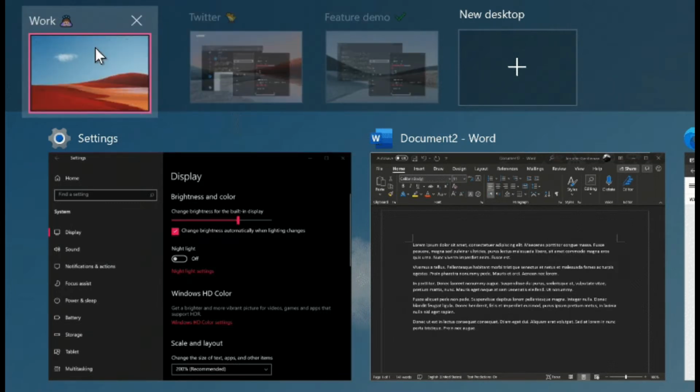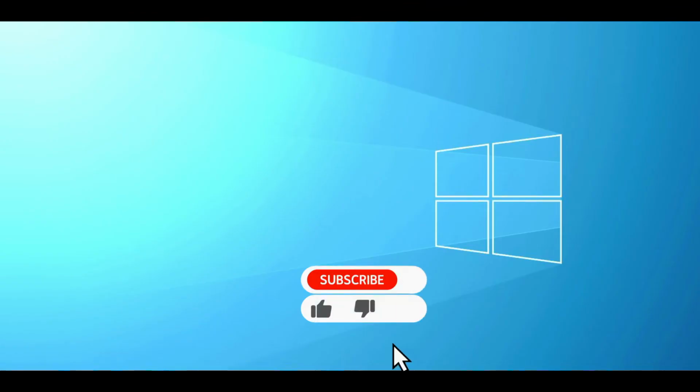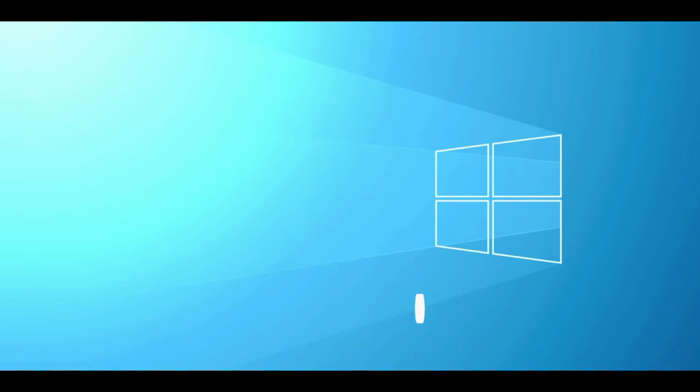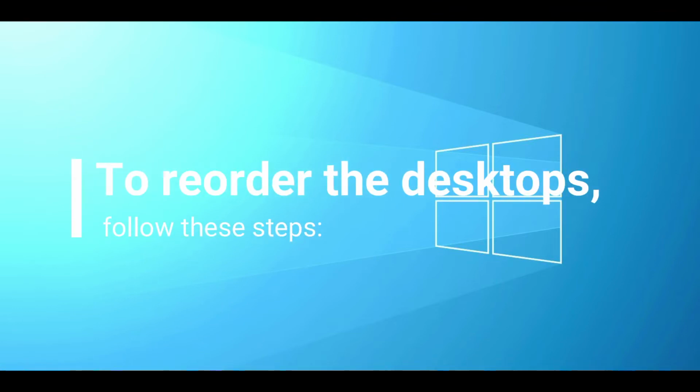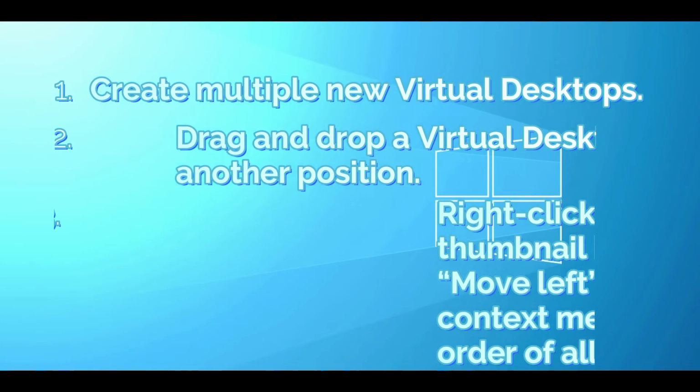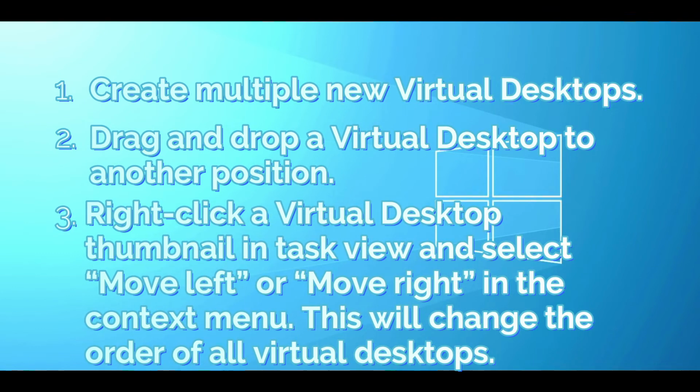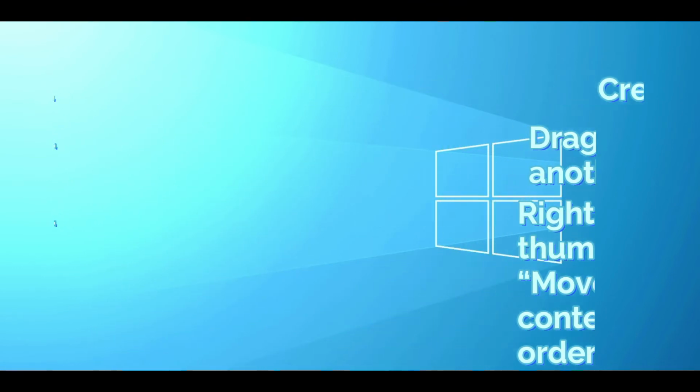With the Sun Valley update, Microsoft is introducing two new features for virtual desktops: the ability to reorder, or change the position of, each virtual desktop, and customize the backgrounds for all your virtual desktops. To reorder the desktops, follow these steps. Create multiple new virtual desktops. Drag and drop a virtual desktop to another position. Right-click a virtual desktop thumbnail in Task View and select Move Left or Move Right in the context menu. This will change the order of all virtual desktops.